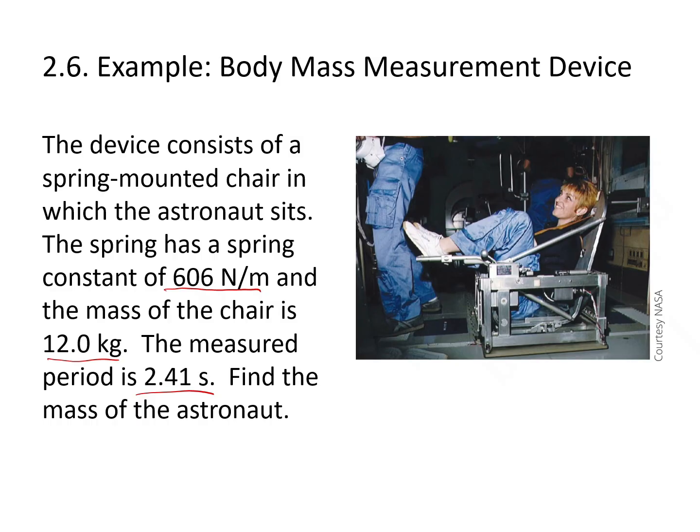The key idea is that the spring does not respond only to the astronaut, it responds to the total mass that is oscillating. That total mass is the mass of the chair plus the mass of the astronaut. So our strategy is to use the period formula to find the total oscillating mass and then subtract the chair mass to find the astronaut's mass. Let us now solve for the total mass and then isolate the astronaut's mass.